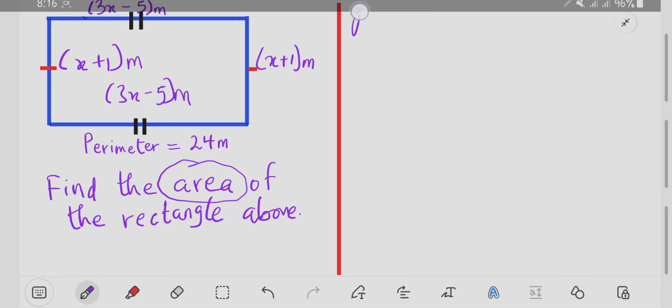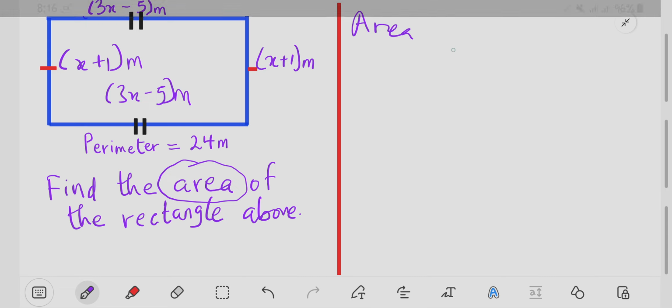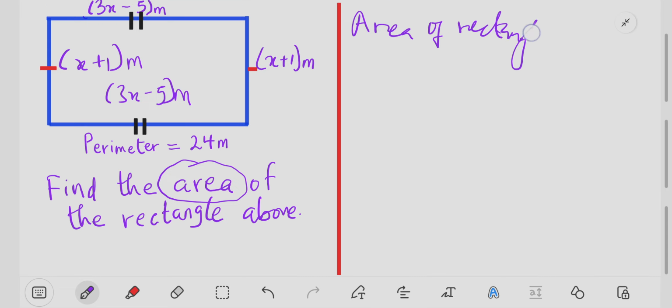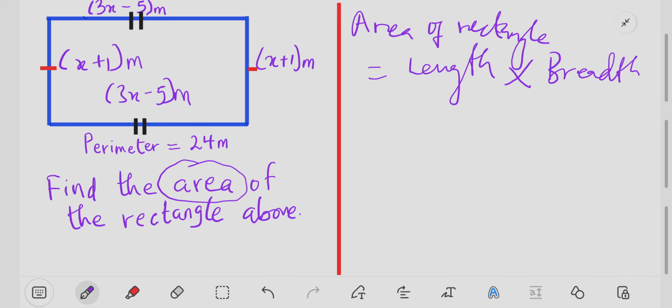We know the formula for finding the area of a rectangle. Area of rectangle equals the length times the breadth or the width. They are all the same things. The length is always the longest side. So in this particular question, we can clearly see that the length is 3x minus 5, then the breadth will be x plus 1.